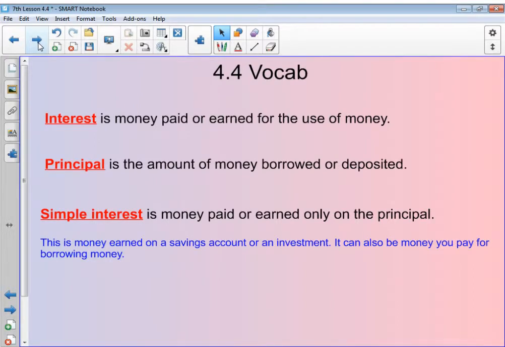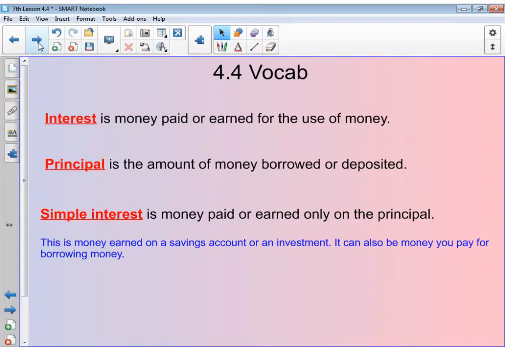Principal is the amount of money that was either deposited or borrowed. So that's the initial money. That's the money that you initially took out. So if you took out a loan to buy a car, the principal is the money that you owe, not including the interest that you're having to pay.